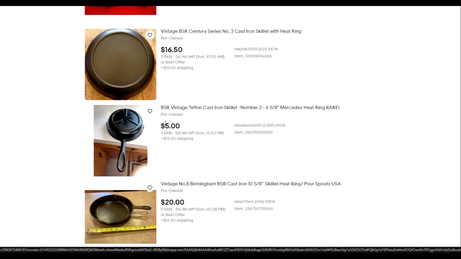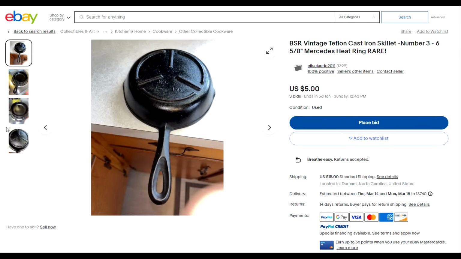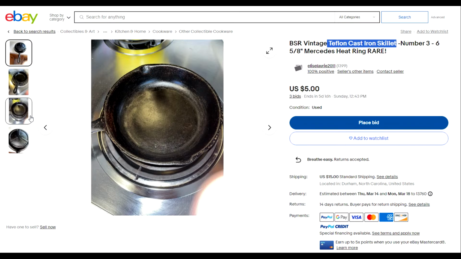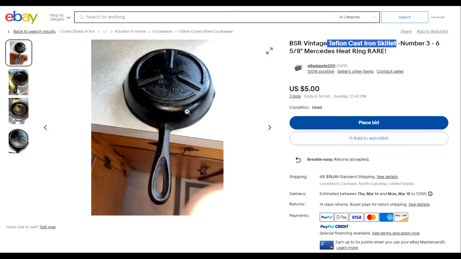And I suppose I could get, hey, check this out. Oh my, and you know what? You know what I'm finding interesting about this one? Yes, we know, it's the Mercedes one, right? Yeah, I mean, you can tell this is the Mercedes skillet or the piece skillet. But get this, here's what they call it. BS&R Vintage Teflon Cast Iron Skillet. So this guy knows, Mercedes. This guy actually knows that this thing was, in fact, a Teflon-coated pan.